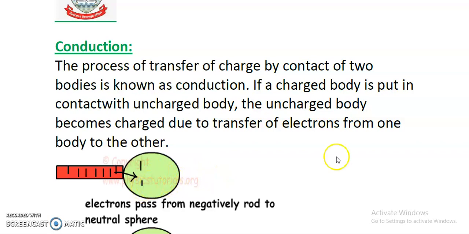In this first example, we are going to understand from this figure how the transfer of electrons takes place.